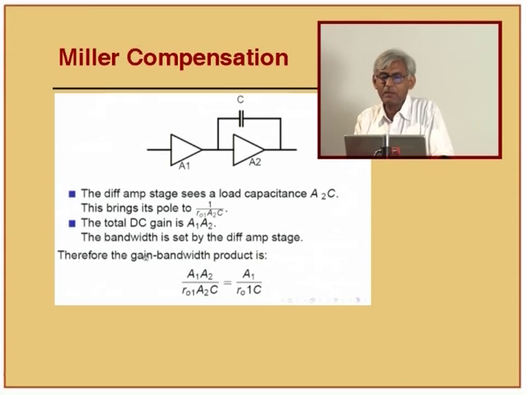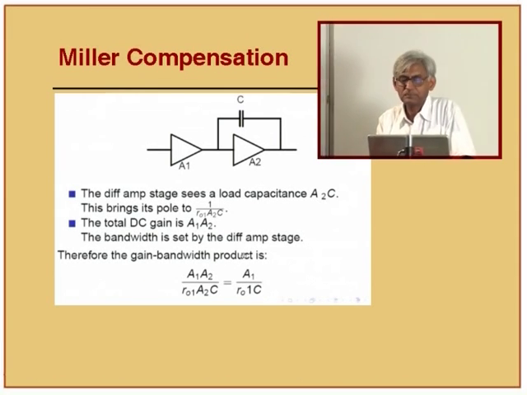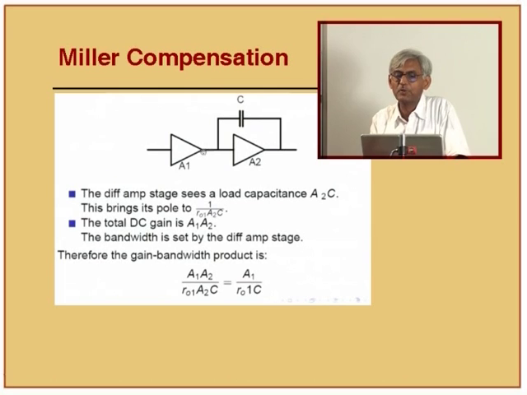Okay, so what is the gain bandwidth product of the total? This capacitor, the output of this is R, and this capacitor has got multiplied by A2, right? So what is the gain of this? A1. What is the gain of this? A2. And what is the RC time constant? The R0 of this times C times A2 because of the Miller effect, right? So this is A1 A2 divided by R01 A2 C, which is A1 by R01 C. That means the gain bandwidth product is set by just this amplifier, independent of A2.